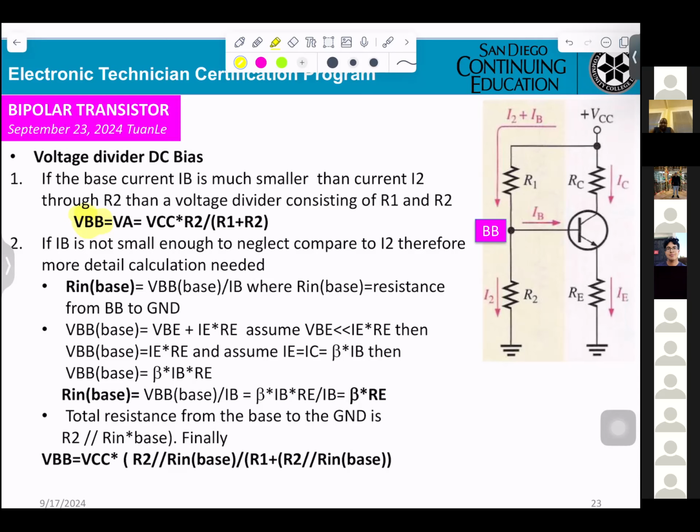If you want the RB, that means the resistor from the base to the ground, it's easy to measure. And this part in here, we don't care much. R in base will be beta times RE.